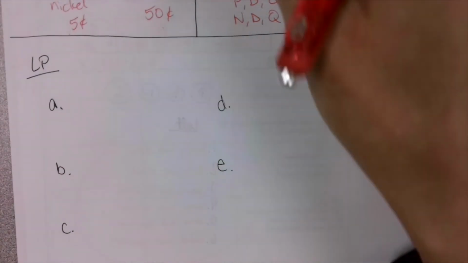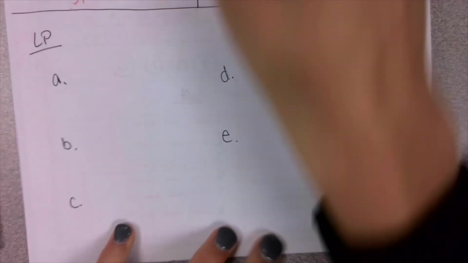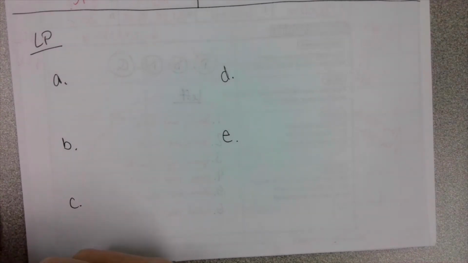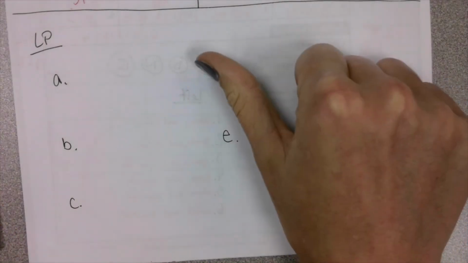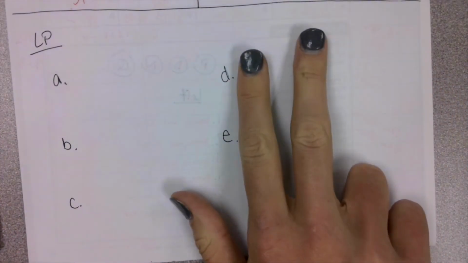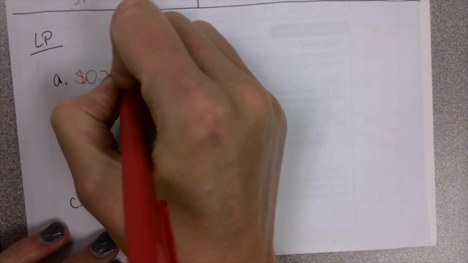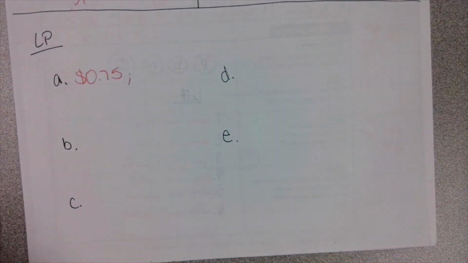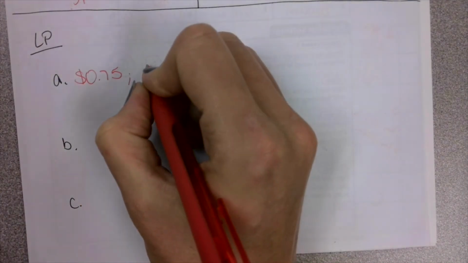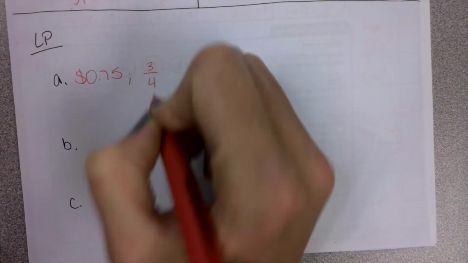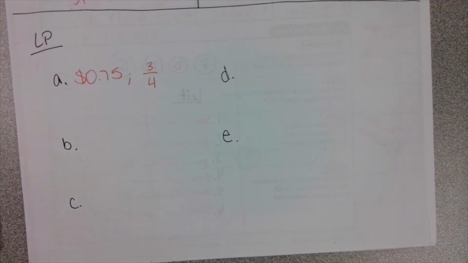Lesson practice. A says write the value of 3/4 using a dollar sign and a decimal point. Then write it as a fraction of a dollar. 3/4, 25, 50, 75. 75 cents. So we get $0.75. Then it says write it as a fraction. 3/4. Well, 3 out of the 4 that are in a dollar, so you get 3/4.